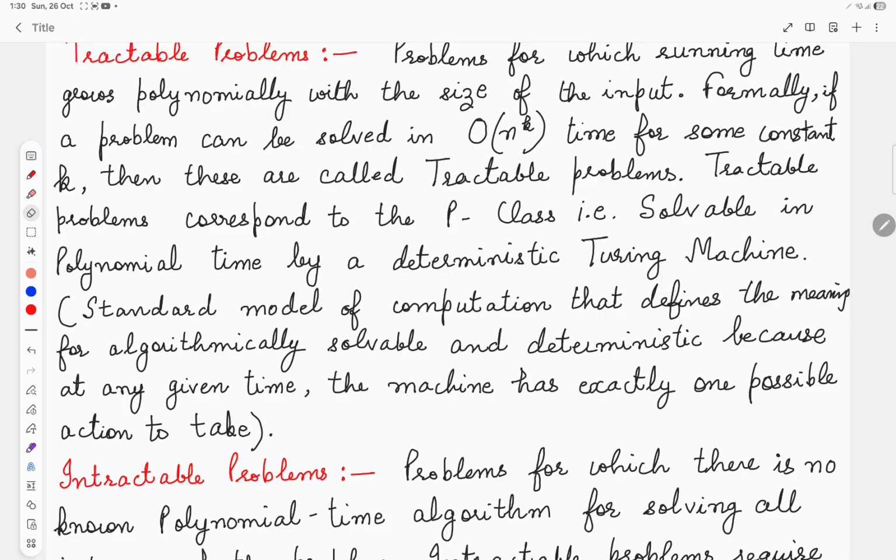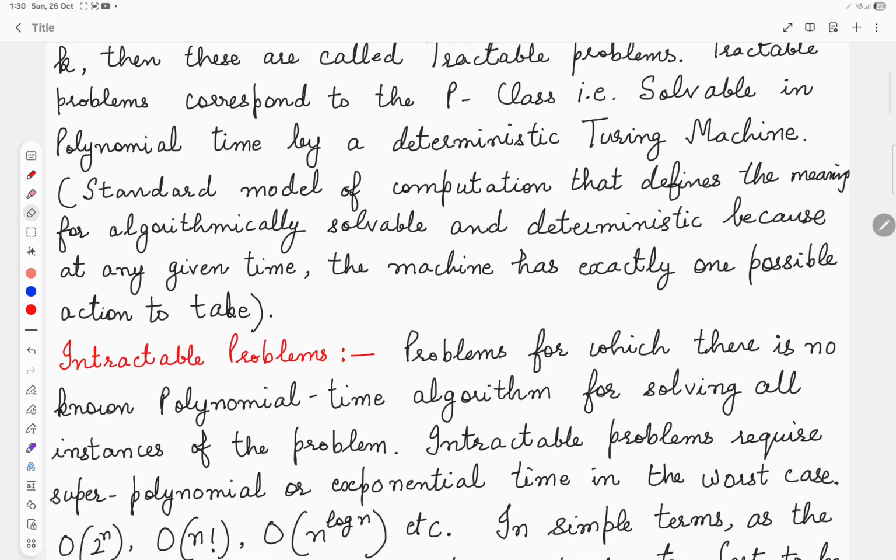Now, what is a Turing machine? It's a standard model of computation that defines the meaning of algorithmically solvable. And what is the meaning of deterministic? At any given time the machine has exactly one possible action to take. So that is deterministic. We know what action can be taken, therefore it is a deterministic action through that machine.